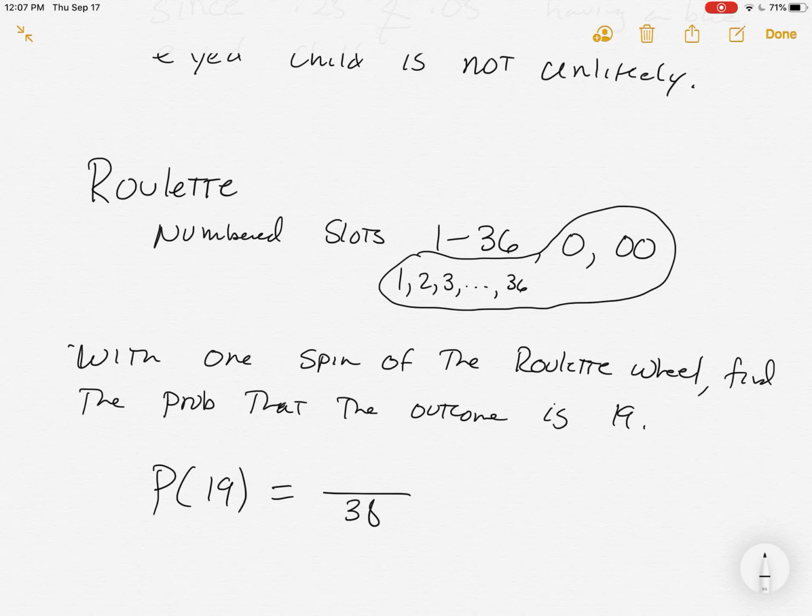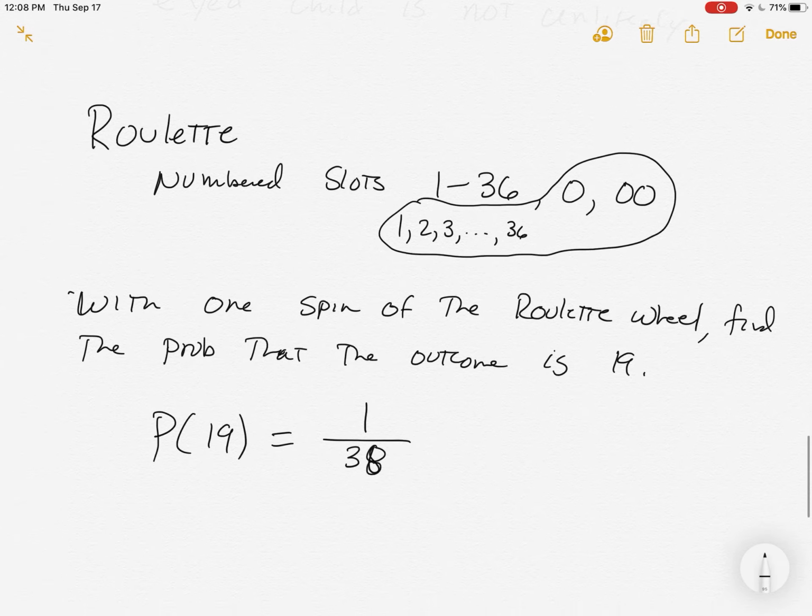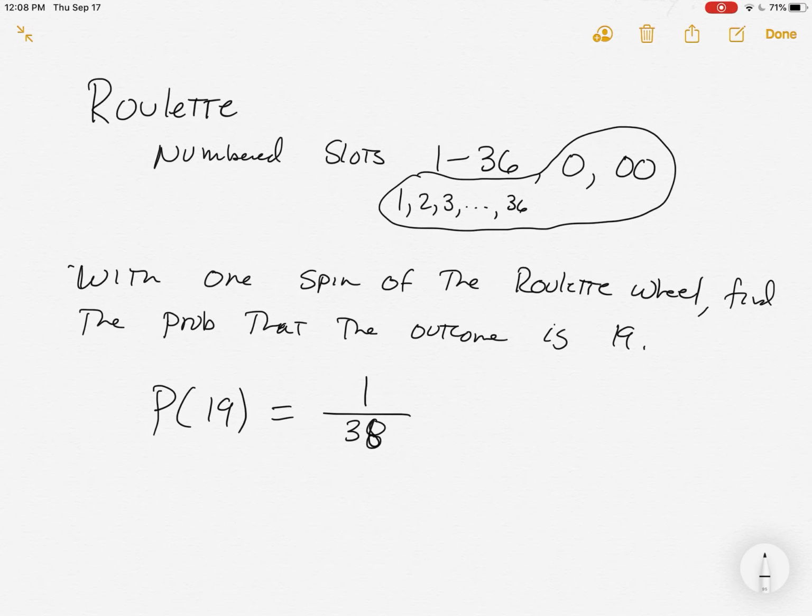So as you spin it, any one of 38 numbers could land on. But what do we need it to land on? We need it to land on 19. Well, 19 is just one option out of there. So just with basic probability, we're finished. 1 out of 38.